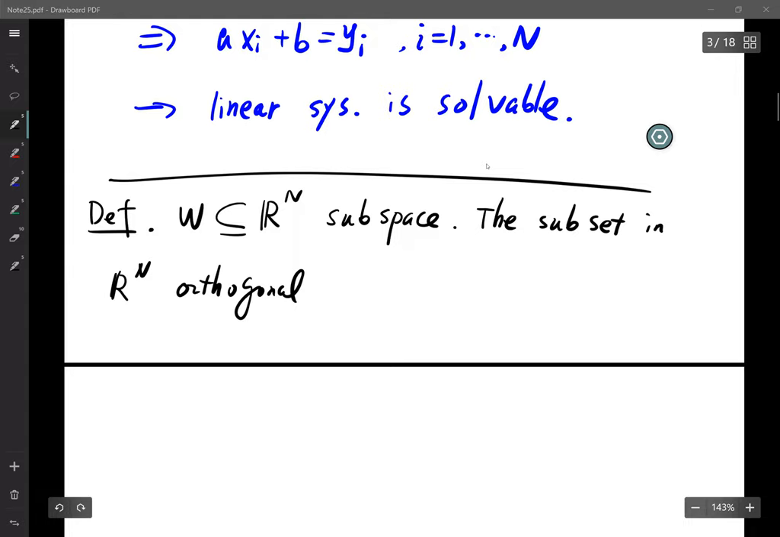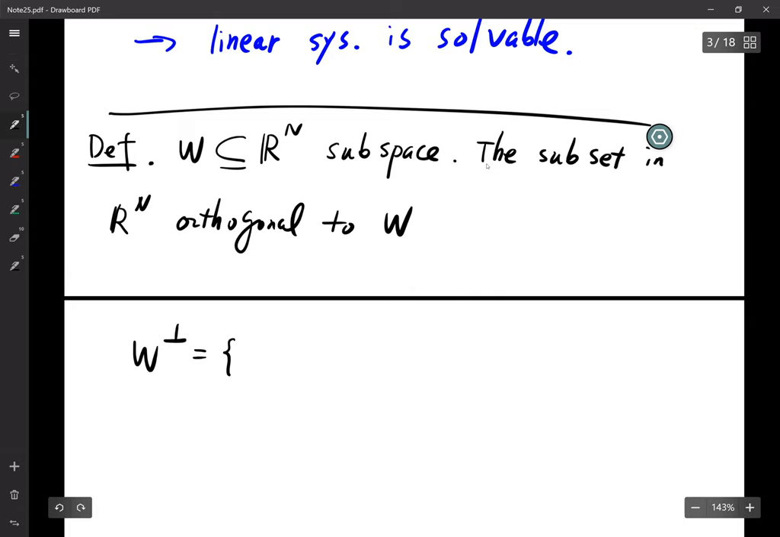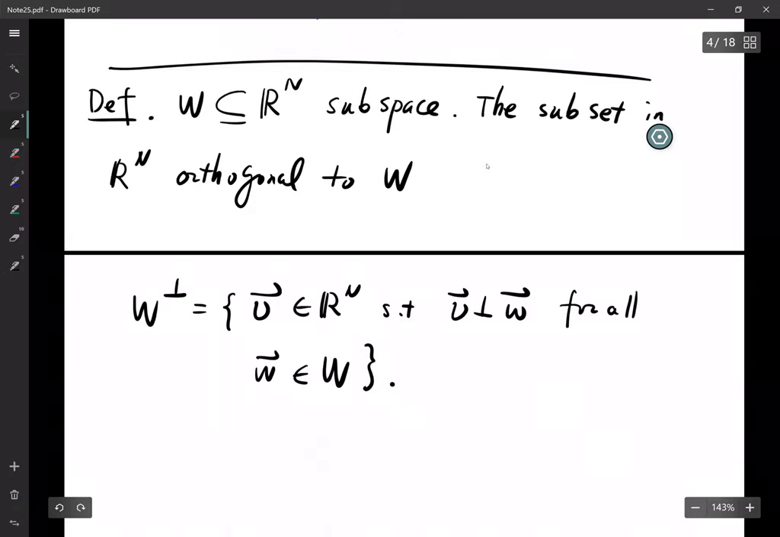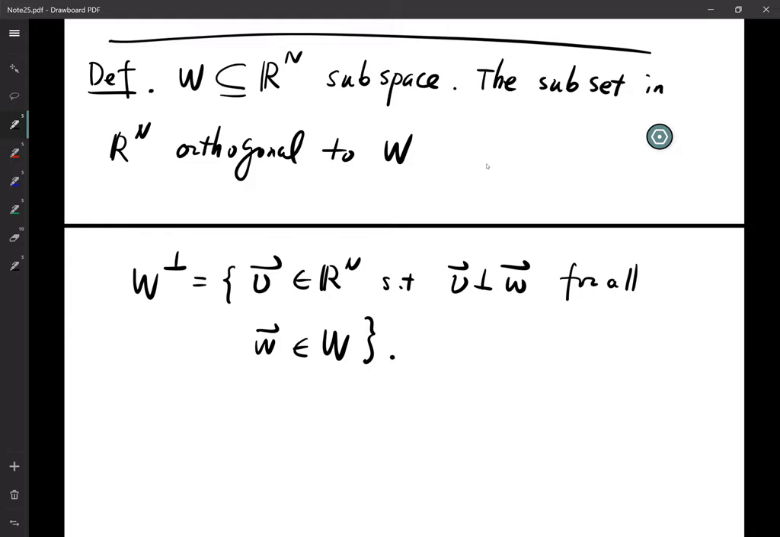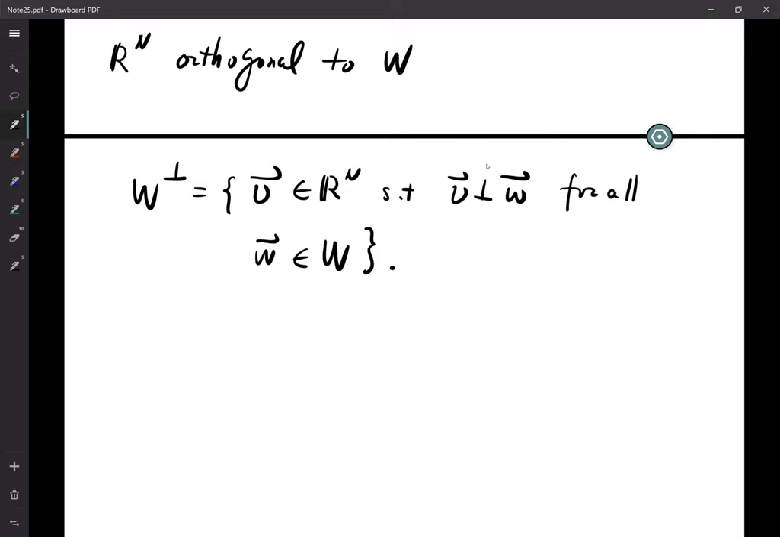So the subset in Rn that is orthogonal to W is defined to be W perp, which is equal to the set of V in Rn such that the vector V is orthogonal to w for all w in the subspace W. Okay, so let's recall that V perpendicular to w means that the inner product is zero. It seems pretty abstract, but it's actually very intuitive.